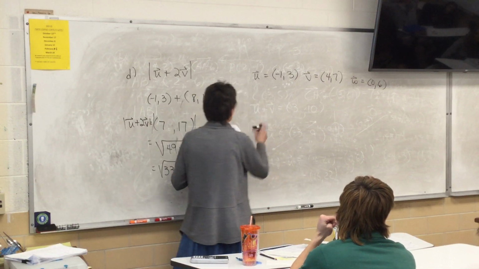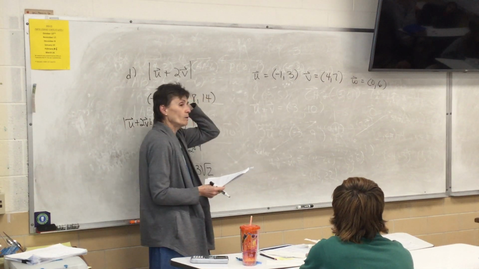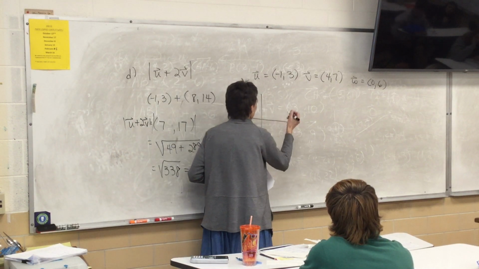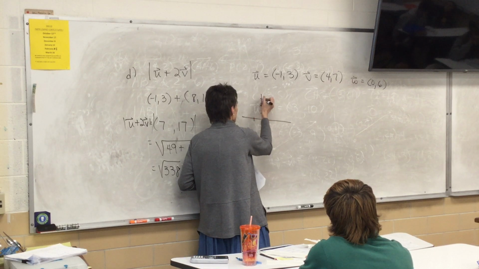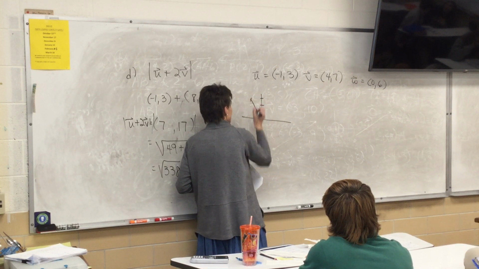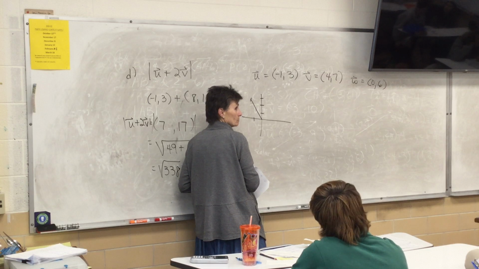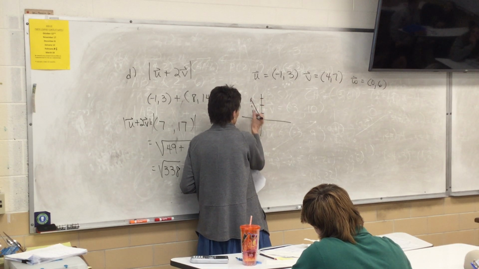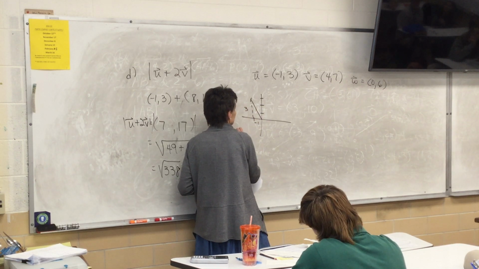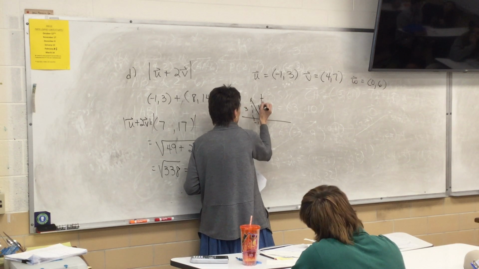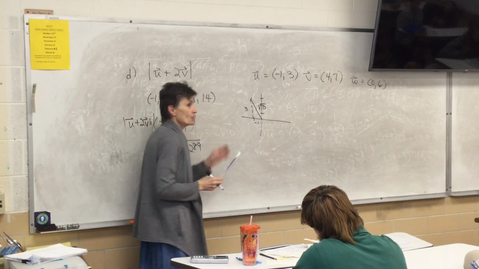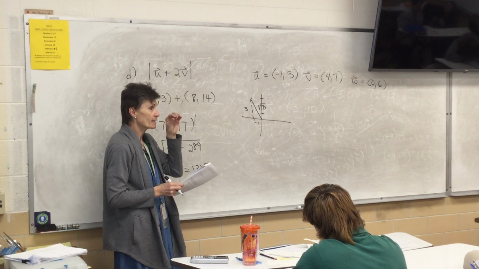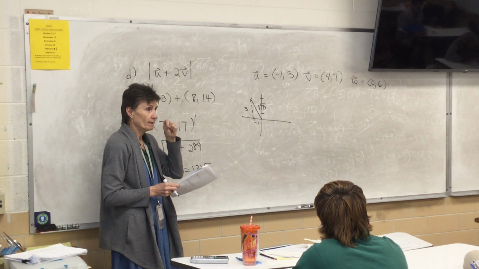A unit vector in the direction of u. Now, your job is to find a unit vector in the direction of u. If I drew u, would you agree it would look like this? That would be a picture of u. Okay. How long is u? Square root of 10. In other words, u is not a unit vector, because a unit vector has to have a length of 1.